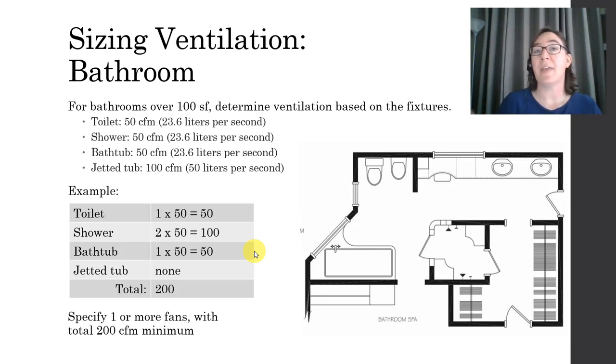For any bathroom that's greater than 100 square feet, all right, so we're talking about our medium to large bathrooms, you should determine the ventilation needs based on the number of fixtures. Your toilet, shower, bathtub, and jetted tub each have a related CFM requirement, and we simply add them up. Let's take a look at this example right here.